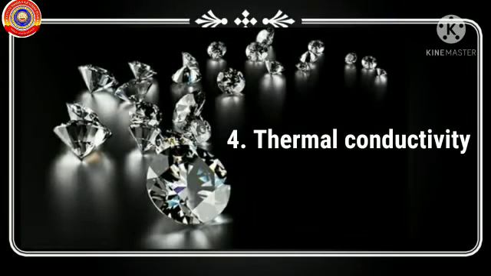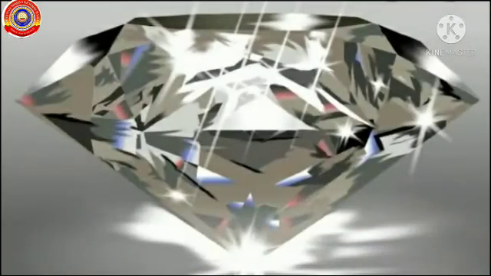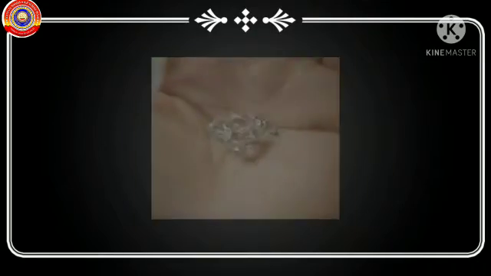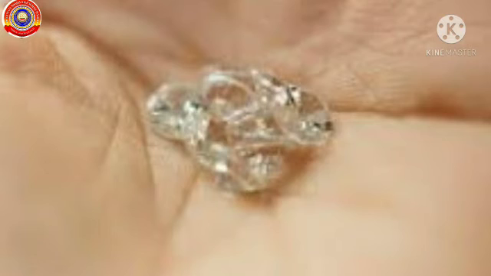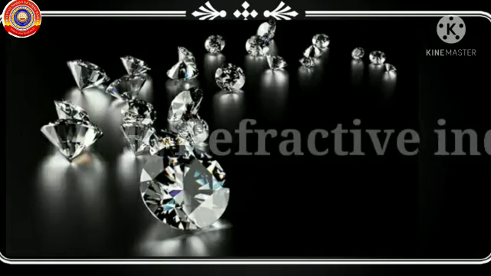Let's move to the 4th point, thermal conductivity. Dear children, do you know diamond is highly crystalline in structure compared to other metals? This crystalline structure makes it possible to possess a high thermal conductivity.